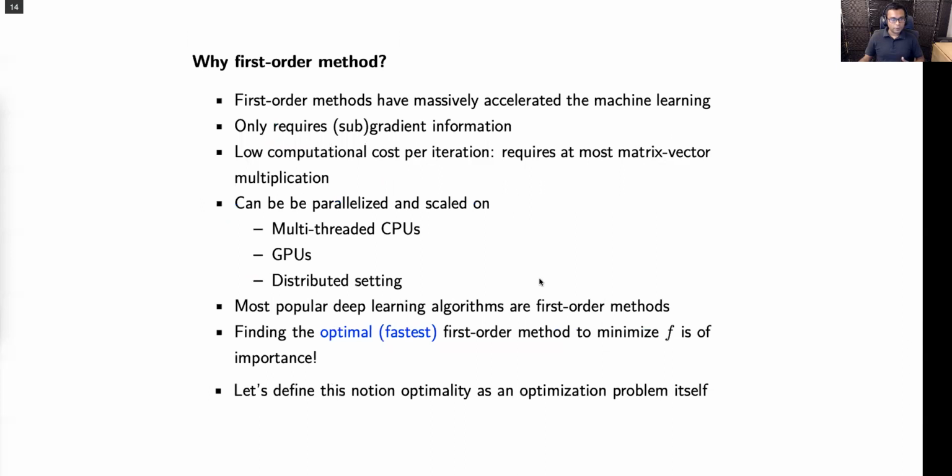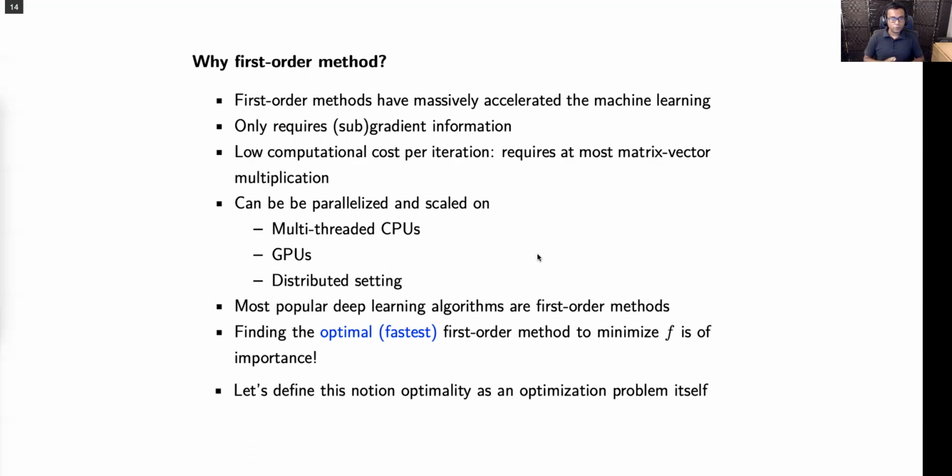Now, of course, the question is why first-order methods? Why are we focusing on this class? Because first-order methods are practically very relevant for machine learning and large-scale optimization problems. In fact, first-order methods have massively accelerated machine learning training. Why is this so? Because first-order methods are very cheap. They only require gradient or subgradient information. As a result, the computational cost per iteration is very low.